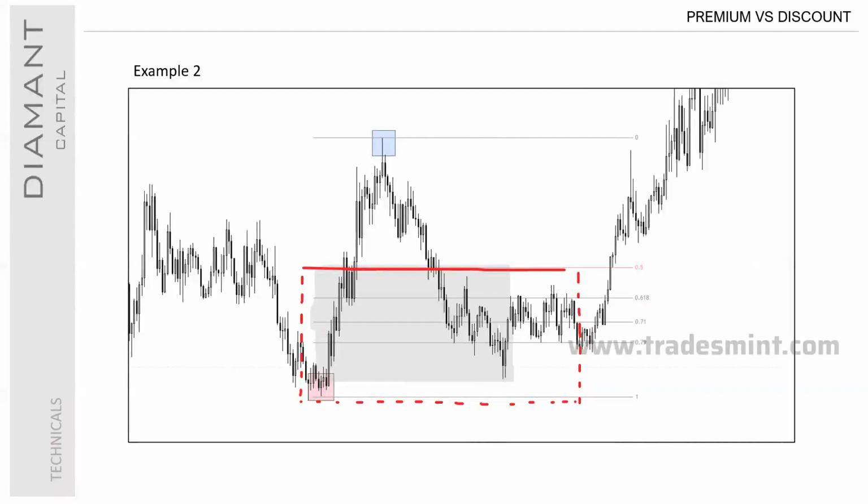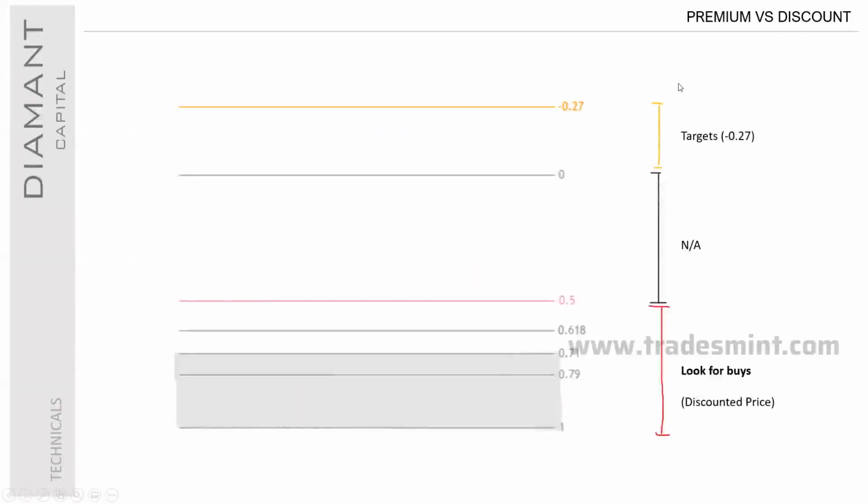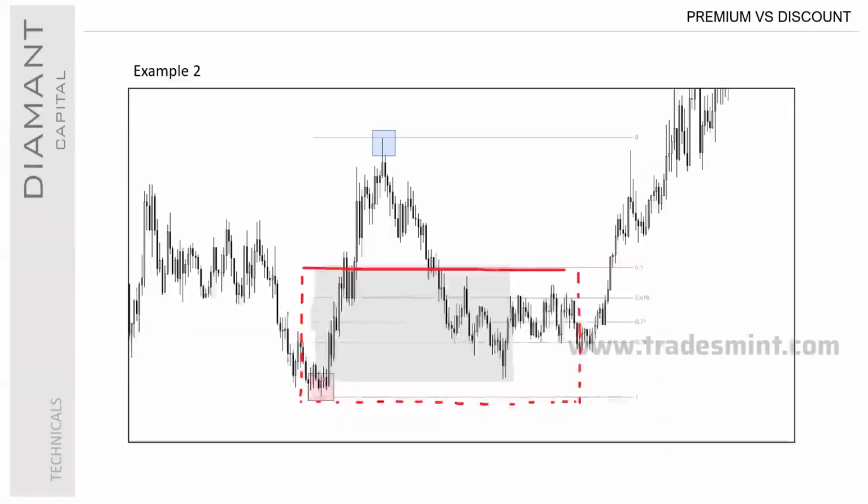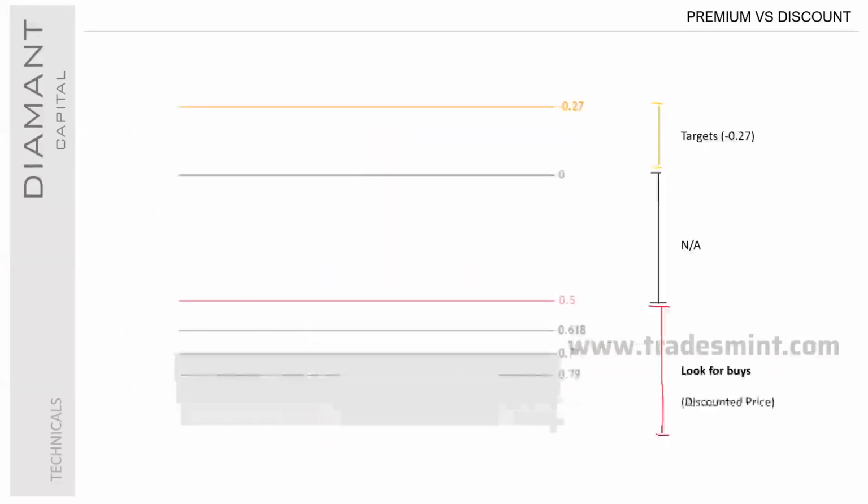This is the key thing you need to understand. When you're buying from a discounted area, you're going to be entering as low as possible, and then the place you're going to be aiming for is the next higher high. Same thing for premium as well. You're going to be aiming for lower lows. So premium and discount, quite a simple thing to understand. You're going to be looking for the lowest or the highest areas possible.